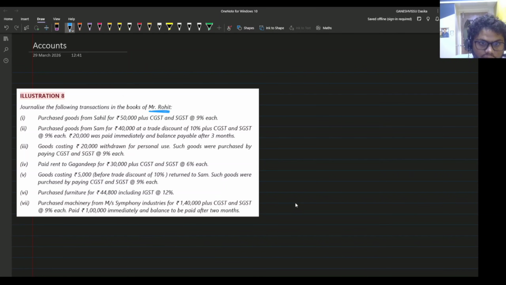In the books of Mr. Rohit, what we are going to see is the journal entries. Let us see the first transaction. Purchased goods from Sahil for rupees 50,000 plus GST, with CGST and SGST at 9% each.